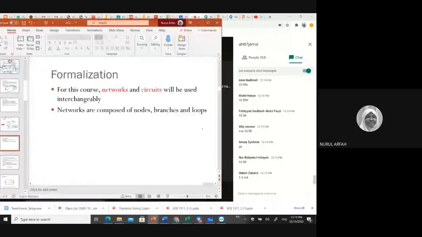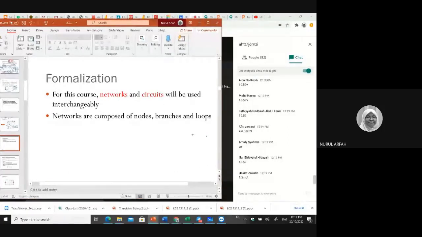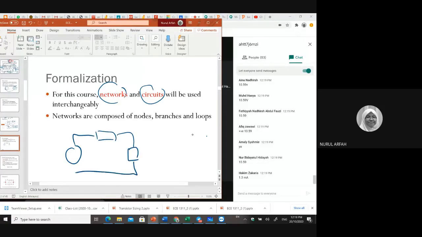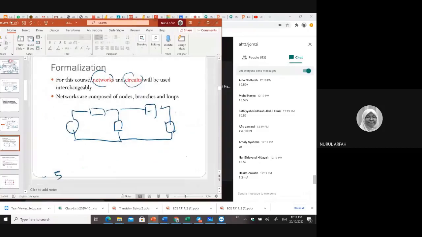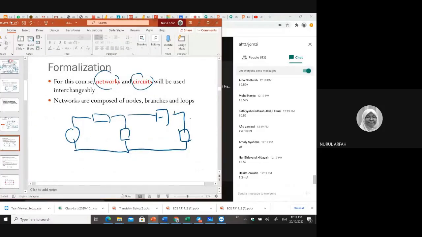For your circuit class, they will use circuits or networks. What is a circuit and a network? It contains any elements, passive or active elements, in your circuit or in your network. So this is the network or circuit. Sometimes they call it a network, sometimes circuits. So please do not confuse yourself. The terminology is the same. Okay, networks are composed of nodes, branches, and loops.